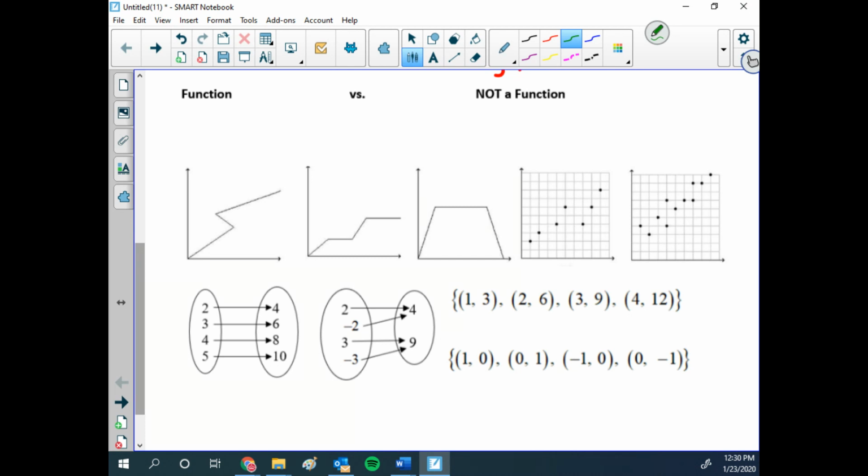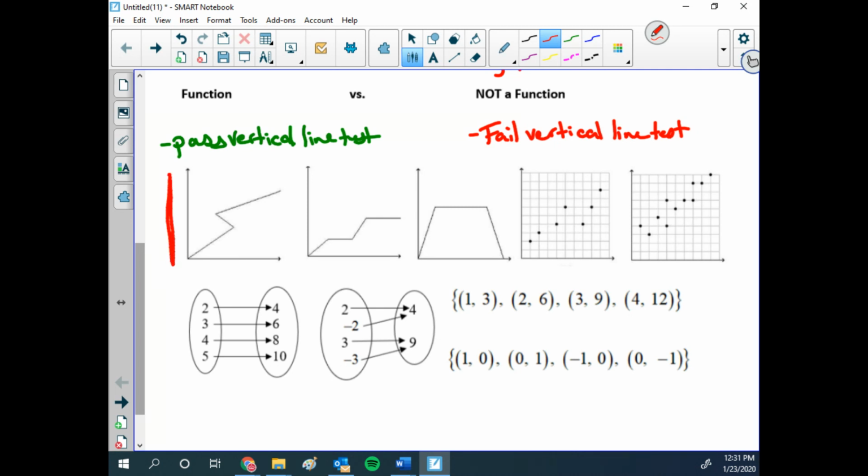So a function will always pass the vertical line test. That's looking at a graph. Therefore, not a function is going to fail the vertical line test. So let's just maybe run with that, and then we'll look at the definition. So passing the vertical line test means take a vertical line, like my pen or my pencil, and I just move it this way. And if at any point that vertical line gets touched by the line of the graph more than once, it fails the test, and it's not a function.